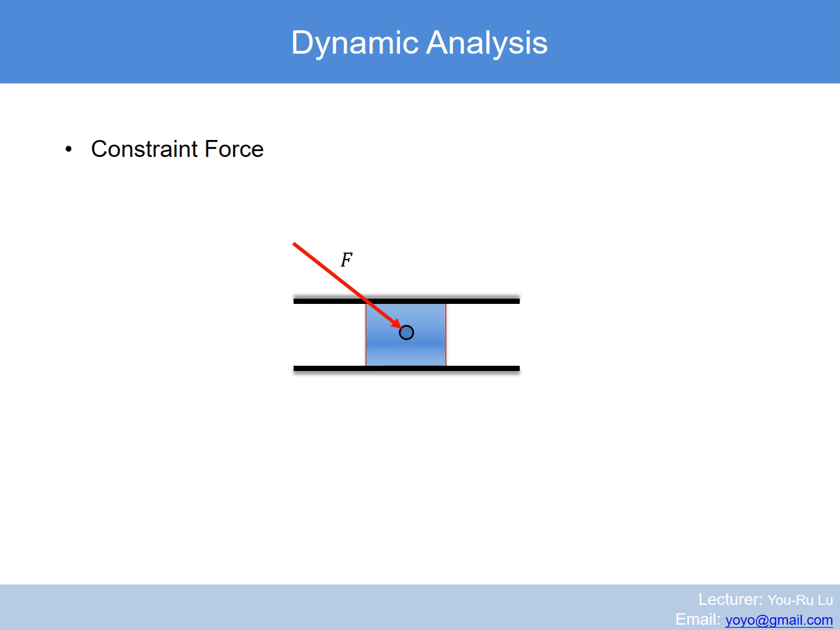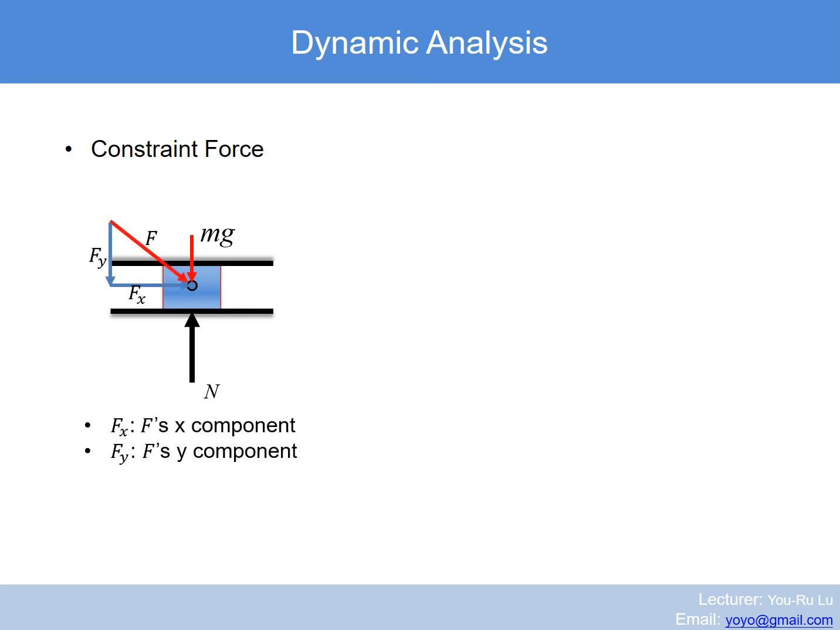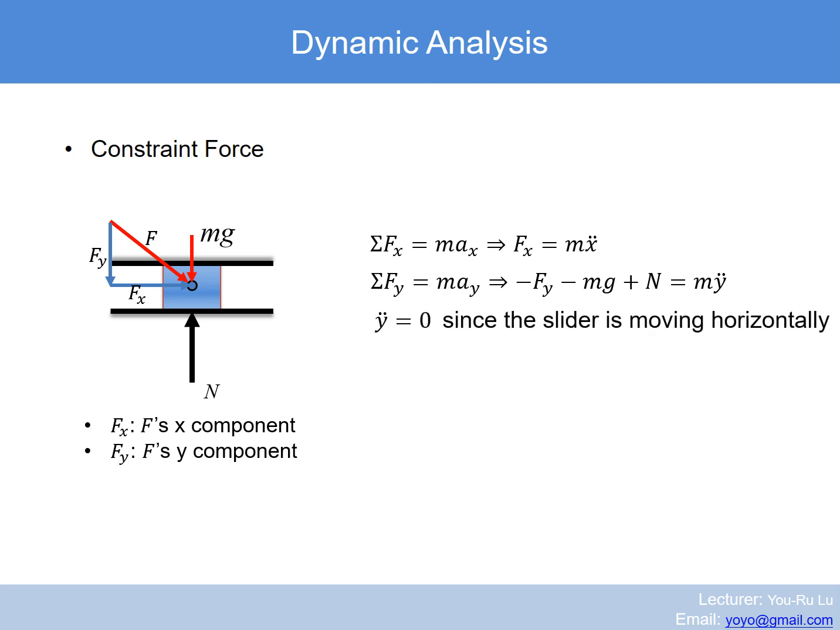Let's look at the slider here, which is translating on the ground and pushed by an external force, F. If we take the free body diagram, there will be a gravitational force mg, a normal force N, and the external force F acting on the slider. According to Newton's equation of motion, we can obtain these two equations. And since the slider can only move horizontally, we know that y double dot must always be 0. With these equations, we can solve for x double dot, y double dot, and N.